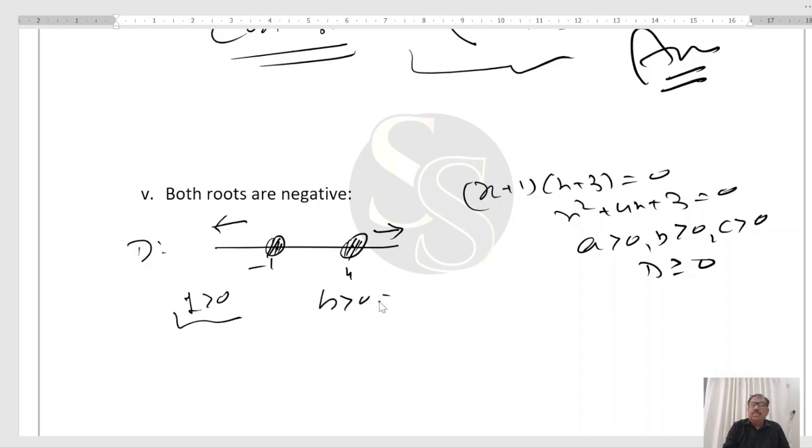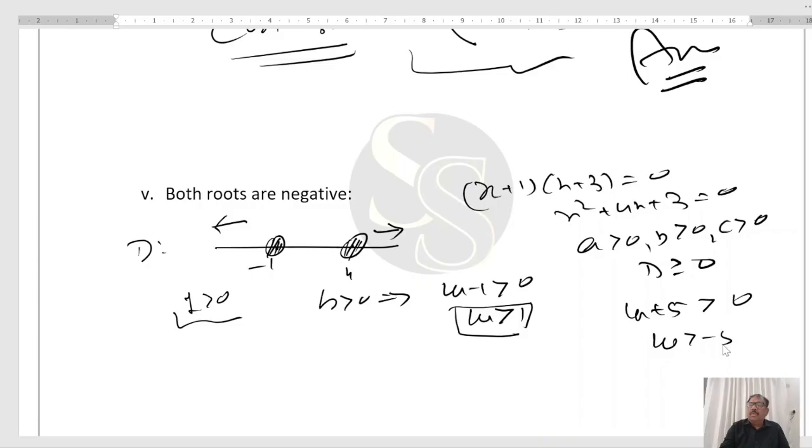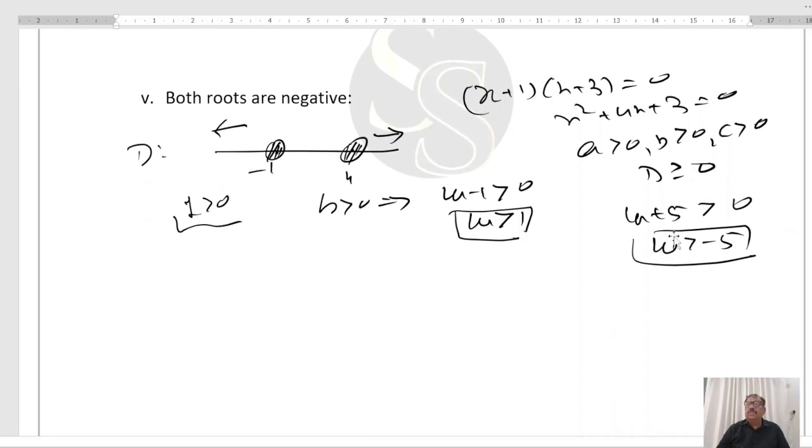B greater than 0 means m minus 1 greater than 0, so m should be greater than 1. C should be greater than 0, that is m plus 5 greater than 0, so m should be greater than minus 5. Now, there are three possible answers. We have 4 on greater than 1, and on greater than minus 5, it will go from minus 5 up to minus 1.